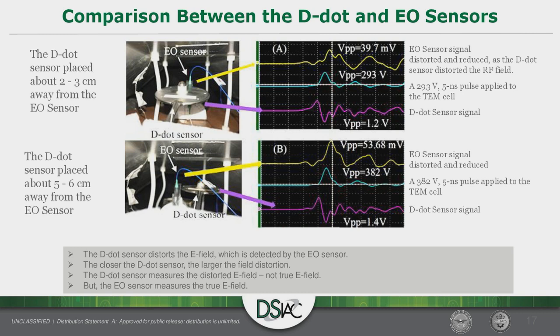So that's direct evidence that the DDOT sensor, or any sensor that contains a metallic piece or semiconductor, distorts the field, and it doesn't measure the true field at all. The EO sensor, by the way, can measure the correct waveform and the true field. Next, please.